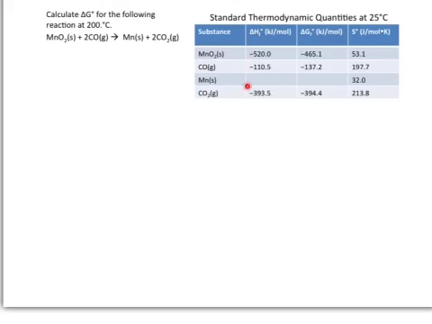However, the enthalpy and entropy don't depend very much on temperature. So I can use the tabulated values of the enthalpy and the entropy, and then I can use that delta G is equal to delta H minus T delta S.